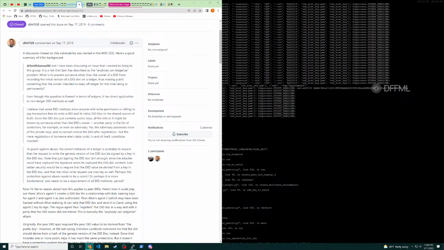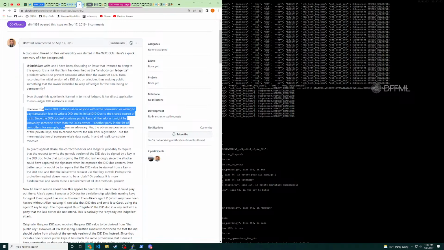I believe that some DID methods allow anyone with the right permission, or willing to pay transaction fees, to write a DID and its initial DID doc to the shared source of truth. Since the DID doc just contains public keys, all the other info might be known to someone other than the DID's owner, another party in the list of controllers, for example, or even an adversary. Yes, this adversary possesses none of the private keys, so cannot control the DID after registration, but the mere registration of someone else's data could, in effect, constitute mischief.